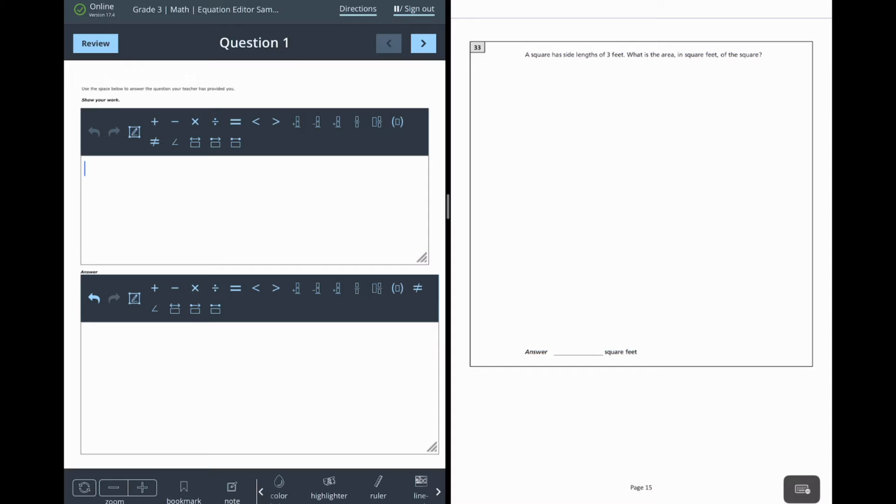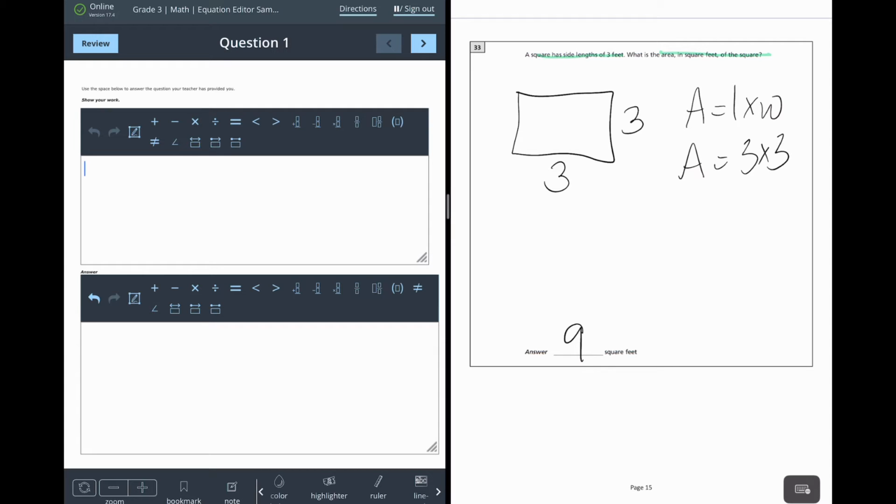Let's review the answer for number 33. This is also 1 point. A square has a side length of 3 feet. What is the area of the square? So you should get the answer 9 square feet. And how do I know that? If I'm drawing a square, which doesn't look great, and that's okay, I know that the length and the width are 3 and 3, and area is equal to length times width. So 3 times 3 is equal to 9. And again, all I have to put is 9 square feet.